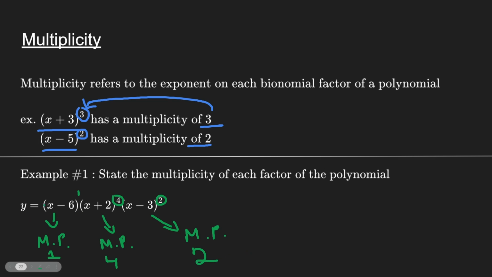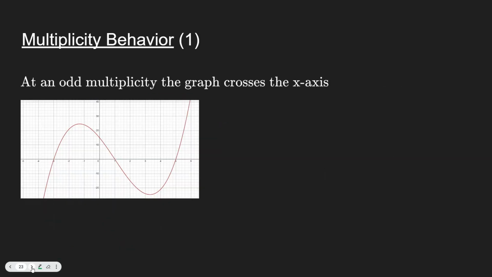Whenever you have a factored polynomial like this, where all of its terms are binomials multiplied into each other, to figure out the multiplicity, all you have to do is look at the exponent and it'll tell you that. So now that we know what multiplicity is and how to calculate it, let's move on. So let's talk about multiplicity behavior.